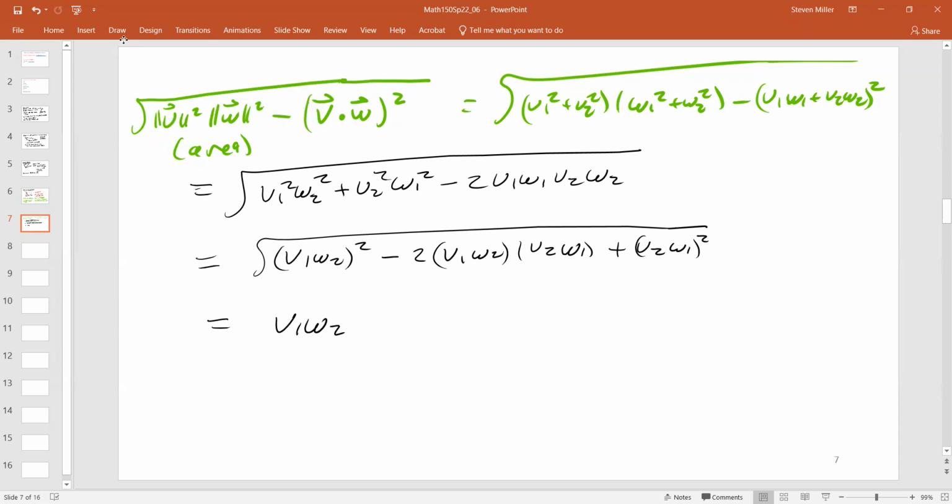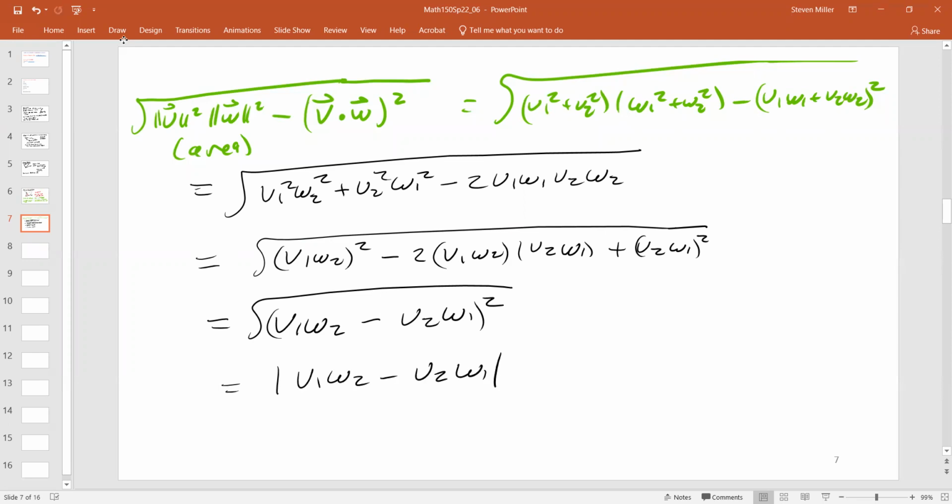Not times V2W1. Not plus. Minus V1W2 minus V2W1 squared. Square root. Oh, okay. So I'm taking the square root of a square. And so this should basically be the absolute value of V1W2 minus V2W1. And that's the area.